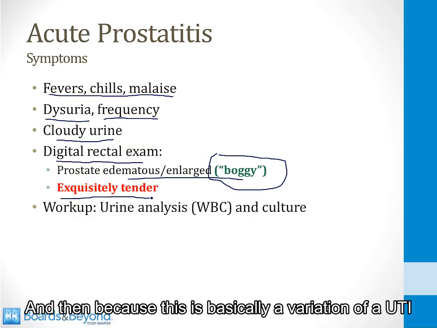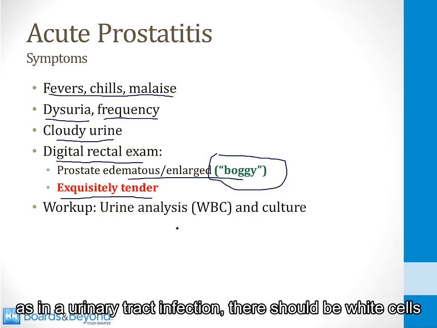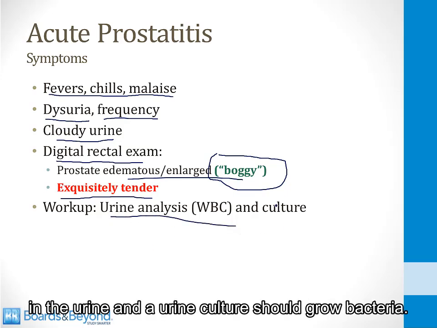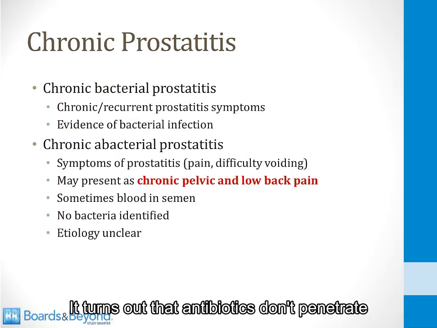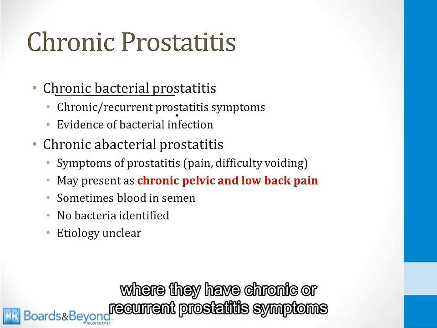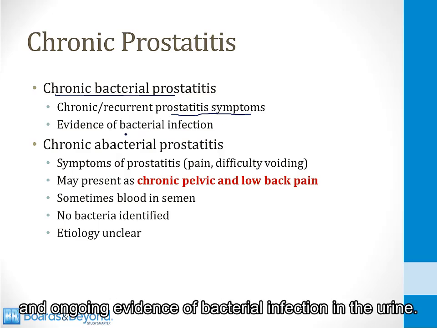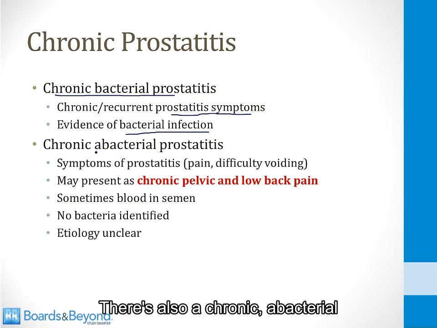And then because this is basically a variation of a UTI, the urine should have the same findings as in a urinary tract infection. There should be white cells in the urine, and a urine culture should grow bacteria. It turns out that antibiotics don't penetrate the prostate gland very well, so some men develop chronic bacterial prostatitis, where they have chronic or recurrent prostatitis symptoms like I described on the last slide, and ongoing evidence of bacterial infection in the urine. There's also a chronic abacterial or non-bacterial form of prostatitis.